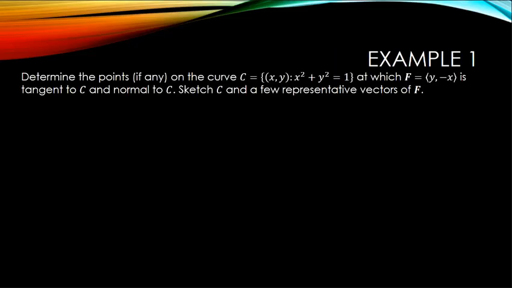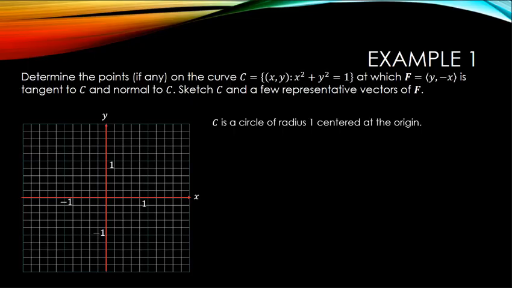So let's work an example. I want to determine the points, if any, on the curve C defined by all the points xy, such that x squared plus y squared is equal to 1, at which the vector f, with components y and negative x, is tangent to C and normal to C. Sketch C and a few representative vectors of f. The first thing I note is that C is a circle of radius 1 centered at the origin. So I'm going to construct a coordinate system, then I'm going to construct my unit circle.